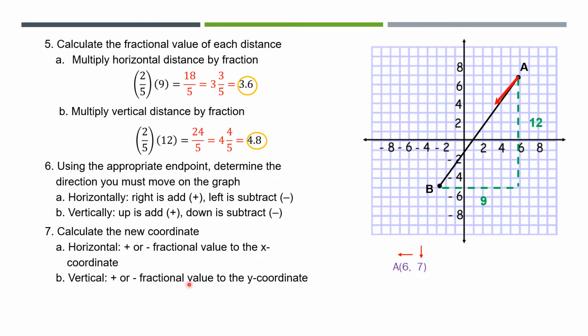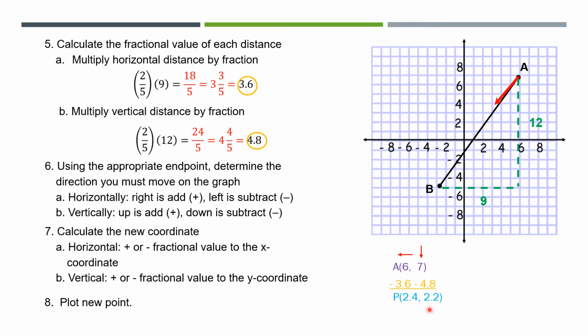So now that we know, we're going to add or subtract horizontally and add or subtract vertically. So remember, horizontally is the X value, and since we're going left, we're going to subtract 3.6. Vertically, we're going down, so going down is to subtract, so we're going to subtract 4.8. So left subtract, down subtract, giving us a point of 2.4, 2.2.